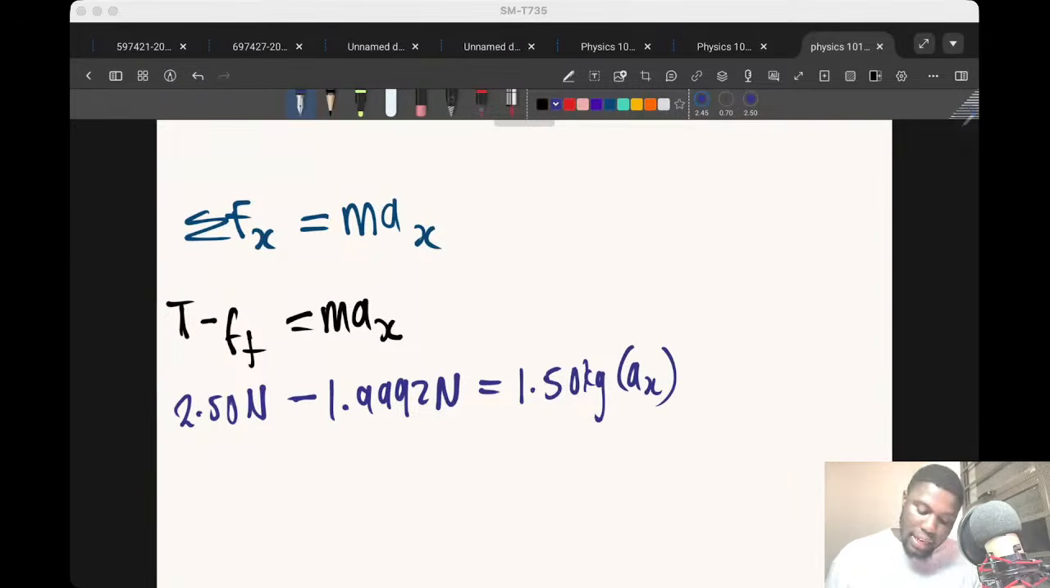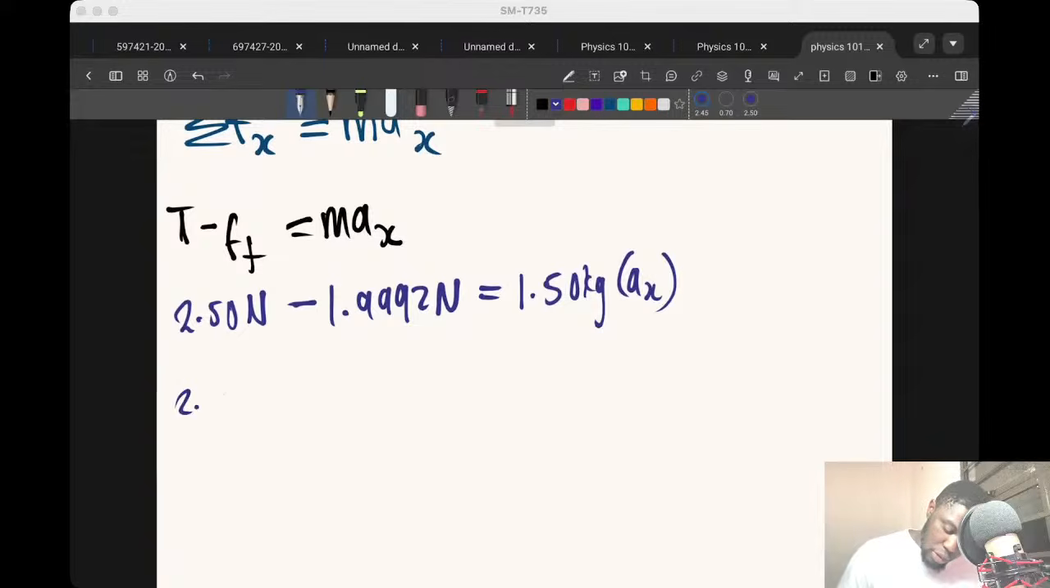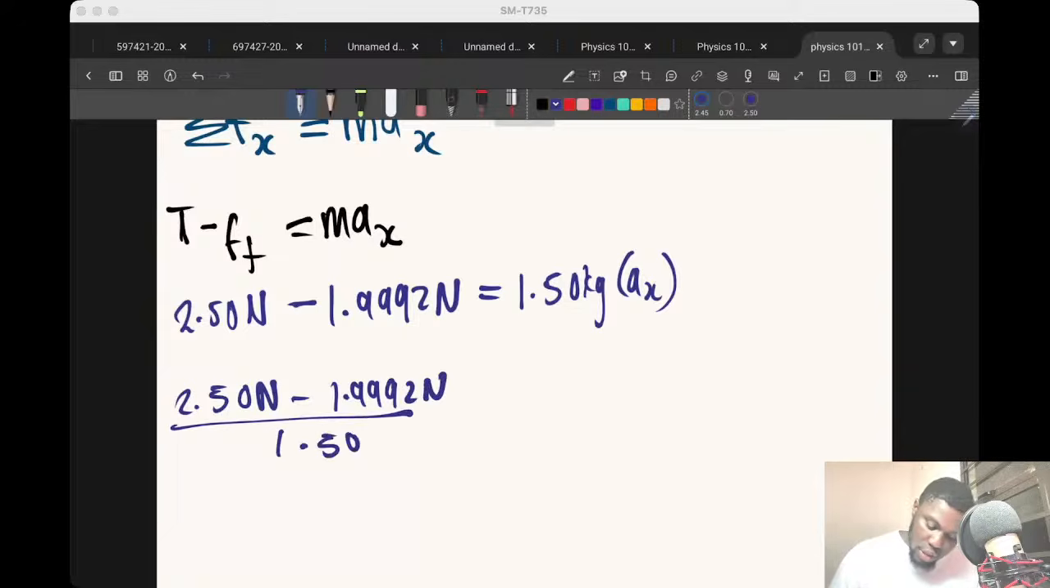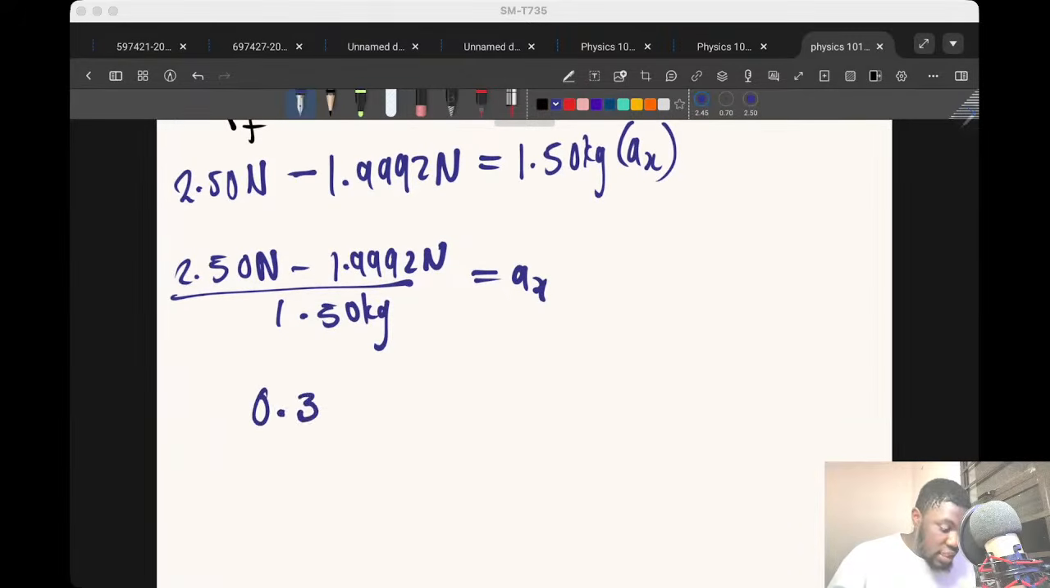We don't know that a in x. That 1.5 goes to the other side: 2.50 newtons minus 1.9992 newtons divided by 1.50 kgs. This will be equal to a in x. You put it in the calculator and you get your a in x. So 2.50 minus 1.9992 is equal to, divided by 1.50 is equal to, you're going to get 0.33 whatever. We'll put it to 3 SF, 0.333.